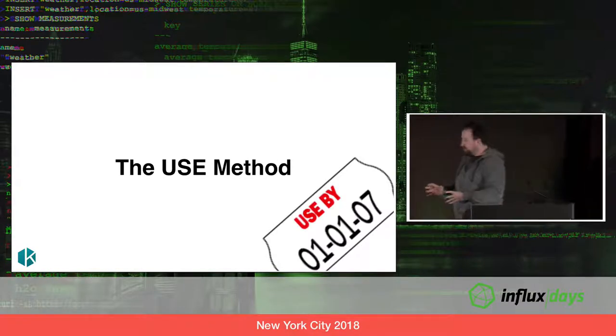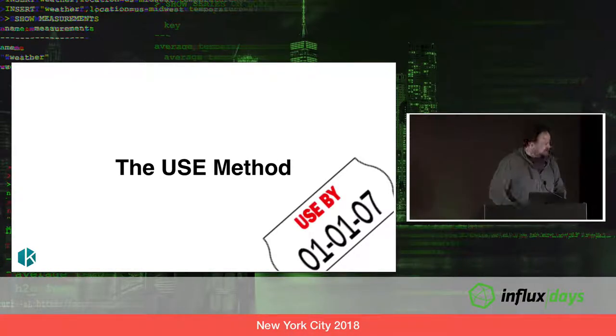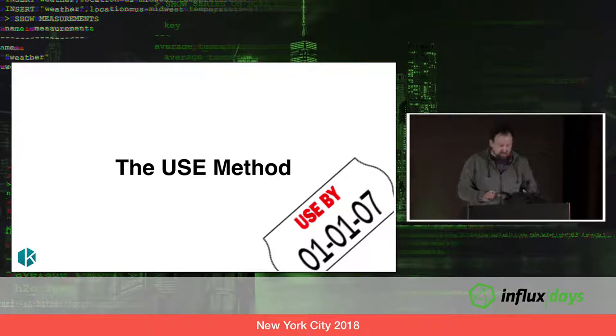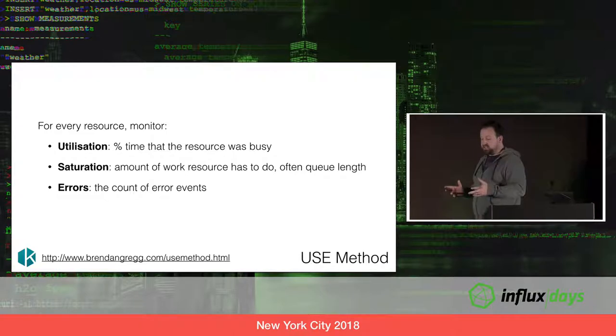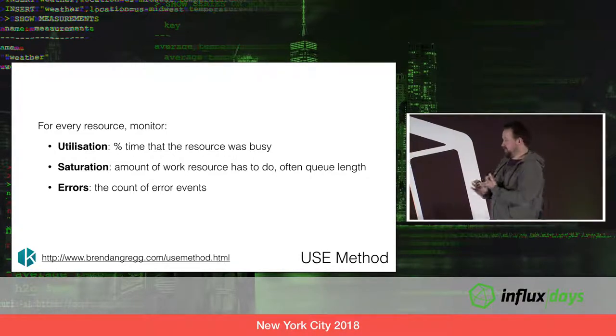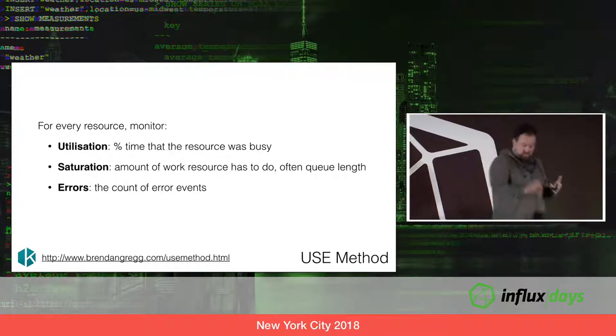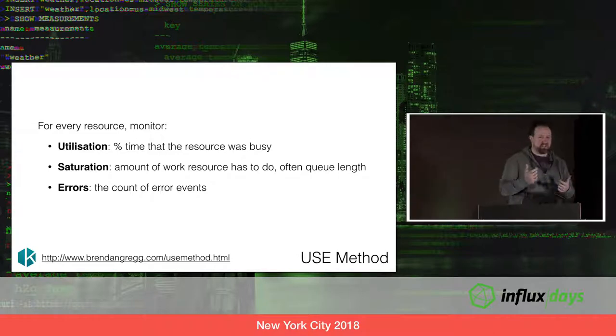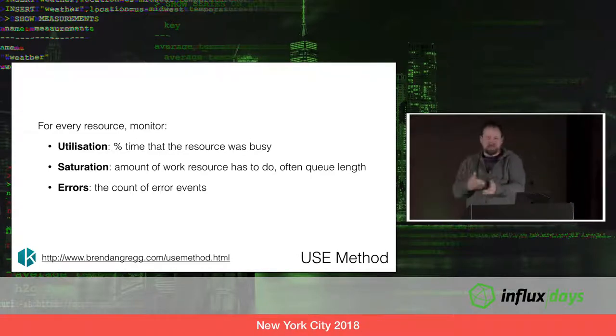But before we get into that, I'm going to talk about the USE method. The USE method is by a chap called Brendan Gregg, who's very famous for his work on monitoring and has an absolutely fantastic blog and website. I think he works for Netflix, but I could be wrong. Anyway, the USE method basically says, for every resource in your system, look at the utilization, the saturation, and the error rate. Utilization has quite a nice definition: the percent of time that resource was busy. You can think of that as the percent of time the disk spent doing I/O, or the percent of time the processor was actually executing a process.